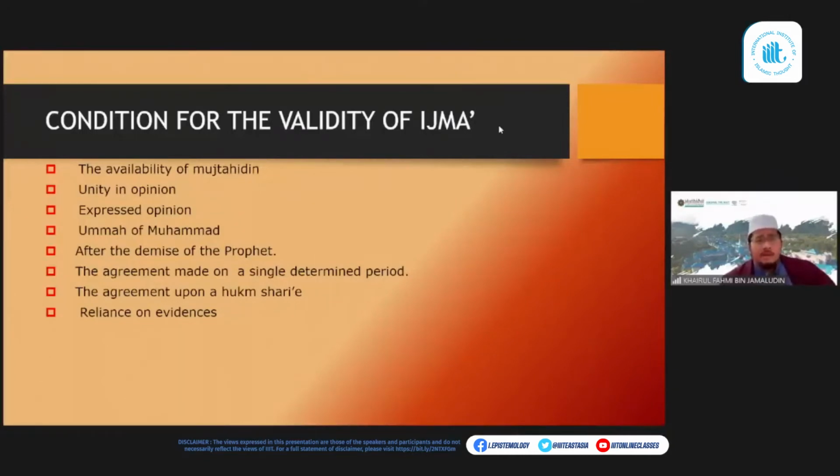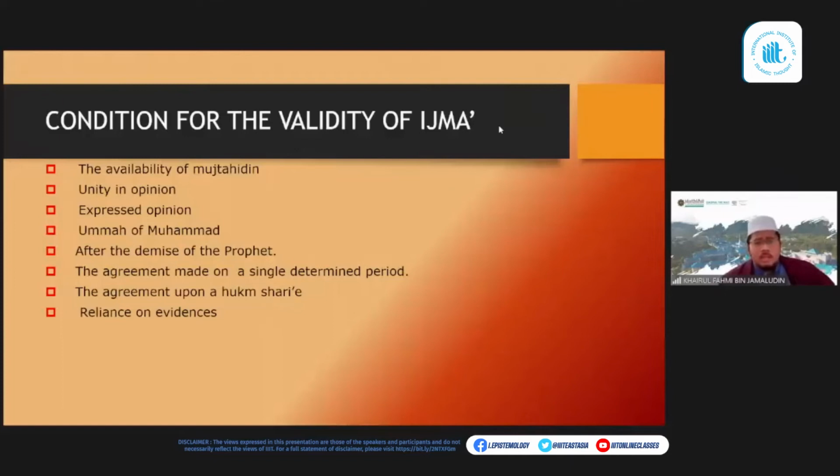And number 5, ijma must take place after the demise of the Prophet. Like what I have said to you just now, it can only take place after that. If it takes place during the period when the Prophet is still alive, then it is not a valid ijma, because when the Prophet is still alive and there is any problem, we will refer to the Prophet, and there is no use for ijma.